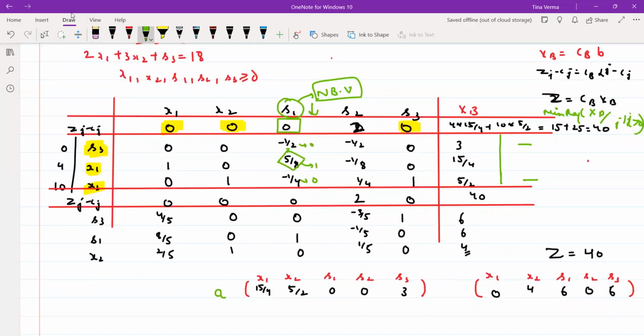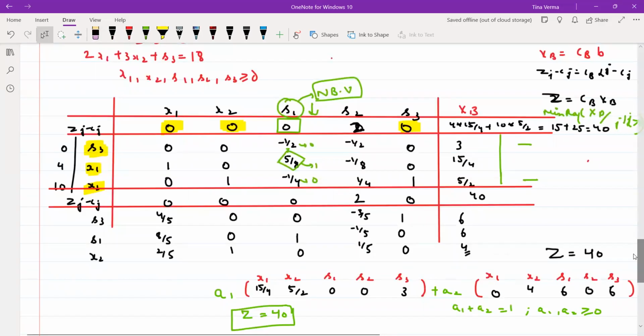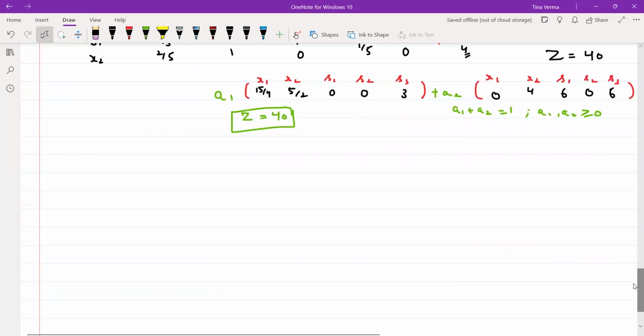How can you find this? You can take A1 plus A2 and give any values to A1, A2 such that their sum becomes 1 and each is greater than or equal to 0. Then all of these will be optimal solutions, and the optimal value corresponding to every solution will be 40. Clear? So in this case, you can find your alternate optimal solution.